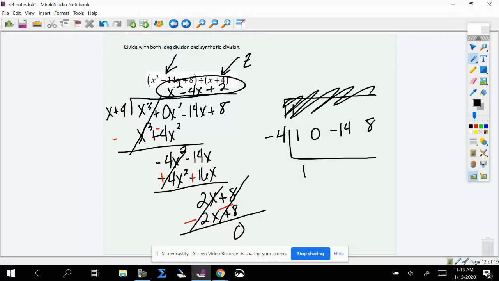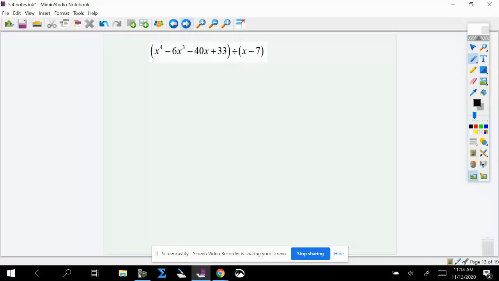So you drop down the 1, multiply diagonally, add vertically, multiply diagonally, add vertically, multiply diagonally, add vertically. And this right here, having a 0 remainder, tells me that it is a factor. And my answer is, again, x squared minus 4x plus 2. So this one can be done both ways. You should get the same result, either one.